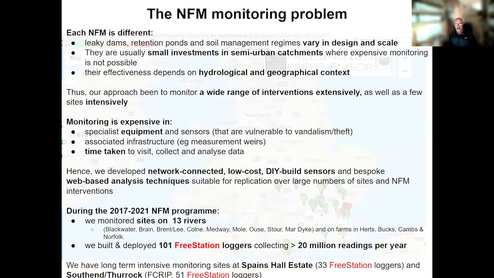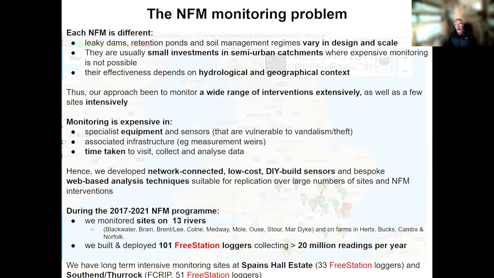Also, because their effectiveness depends on their hydrological and geographical context, where they are in the catchment and what the land use and everything else around them is like. But also natural flood management tends to be small investments in often semi-urban catchments where expensive monitoring is either not feasible with the budget or is not possible because you're in very vulnerable sites.